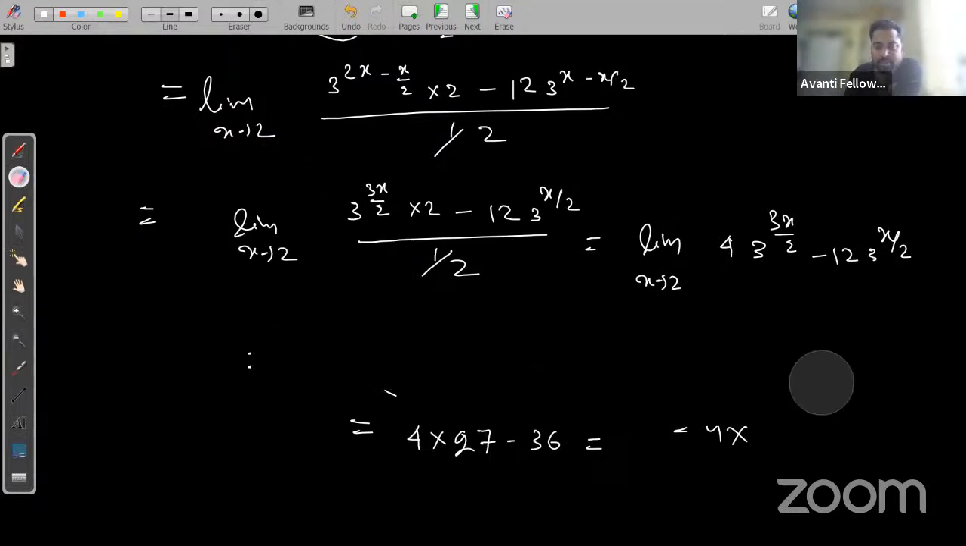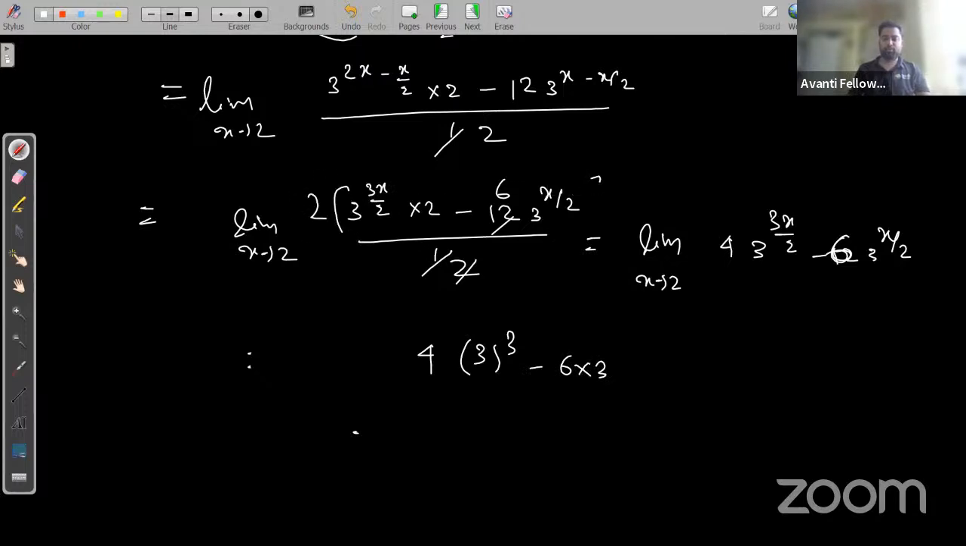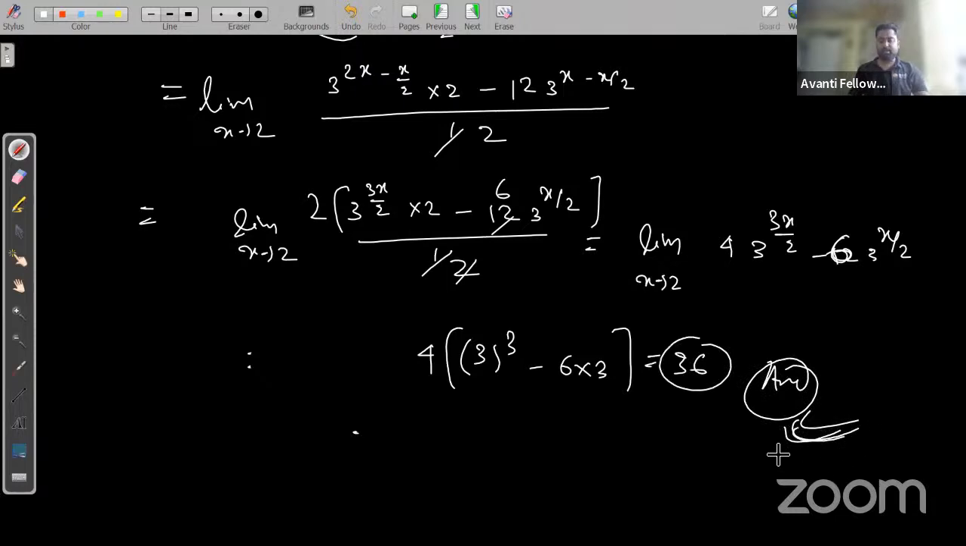So check the answer, please. Oh, this will be divided. Sorry, actually we need to divide this by 6. Okay, it will be 6. So finally, this will be 6. So 4 into 3^3 minus 6 into 3 is 2. The answer will be 36. This is your answer, guys. Okay, this is your correct answer, right?